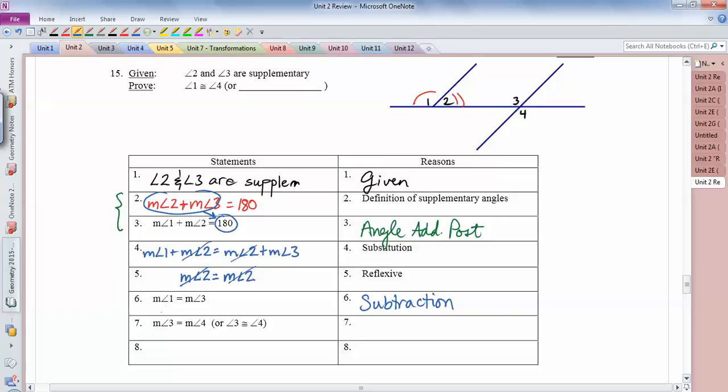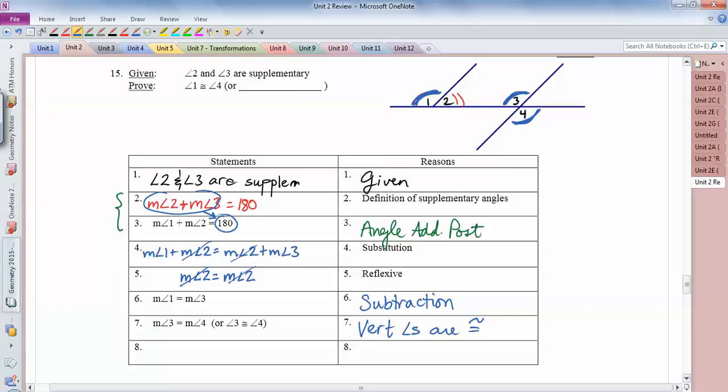Okay, so at this point we know this angle 1 and this angle 3 are the same. In the next line, it says M3 equals M4, or 3 is congruent to 4. If you look at the picture, that should be clear because they're vertical angles. So this is vertical angles are congruent.